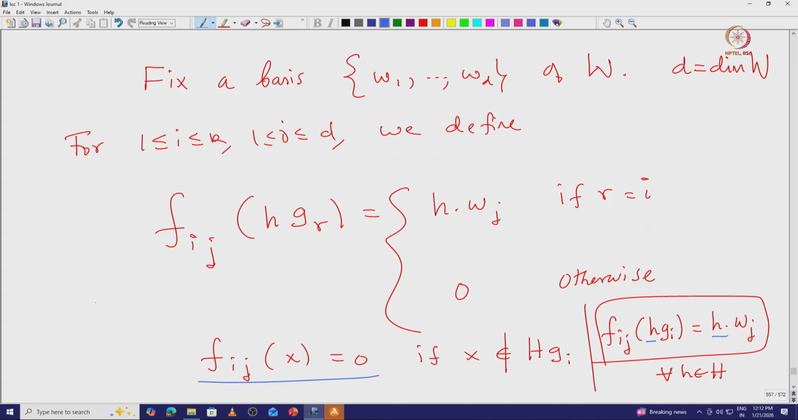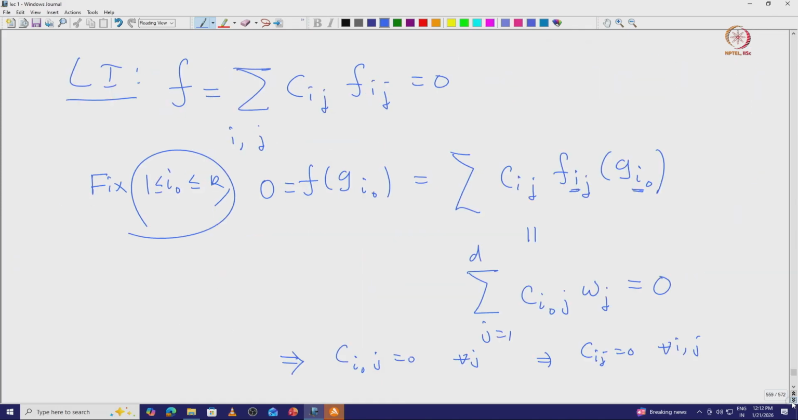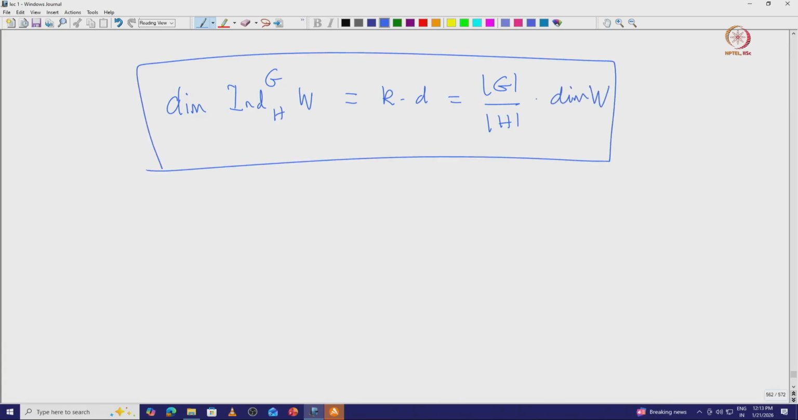Now it is a simple observation that once you fix I and vary j, you will be getting this Wgi. So, in particular the induced space is the direct sum of this Wgi, I ranging from 1 to k. Now Wgi is naturally isomorphic to W because there are only d elements that span. So, this tells us the dimension: the dimension of this induced space is exactly equal to k times d, which is the cardinality of G divided by the cardinality of H times the dimension of W. So, this is what we have proved.